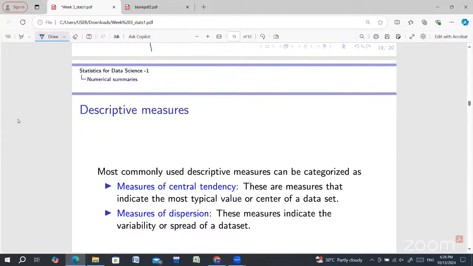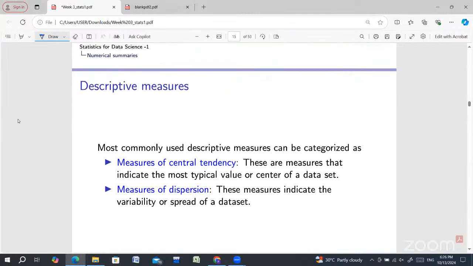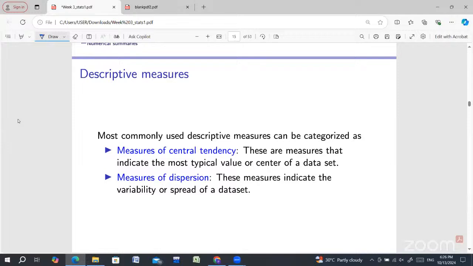The next thing is descriptive measures. Basically, two types of measures are there: measures of central tendency and measures of dispersion, which we can find for numerical data. The measure of central tendency indicates the most typical value or the center of the data. It tells you where the most typical values, or the center of the data, lie.